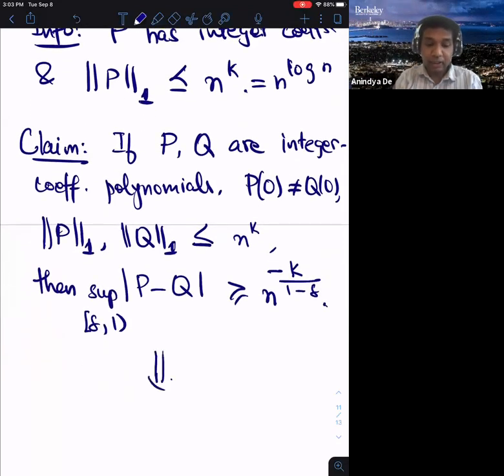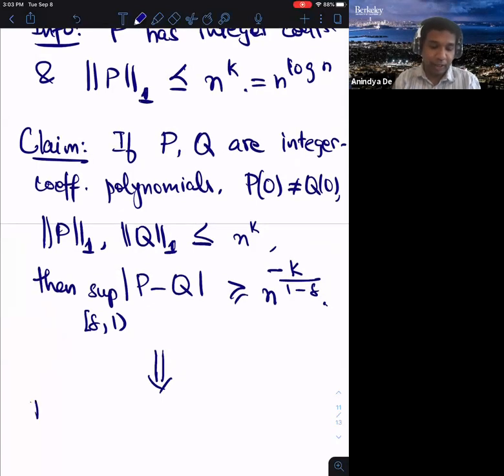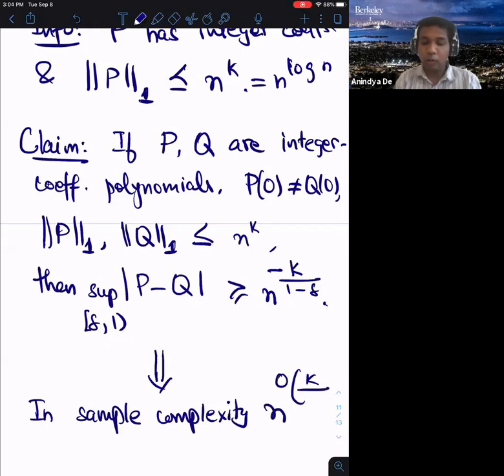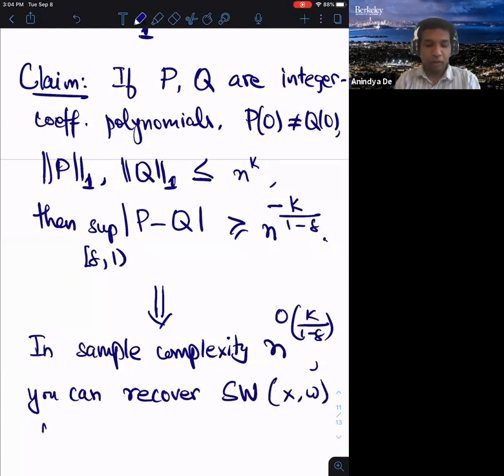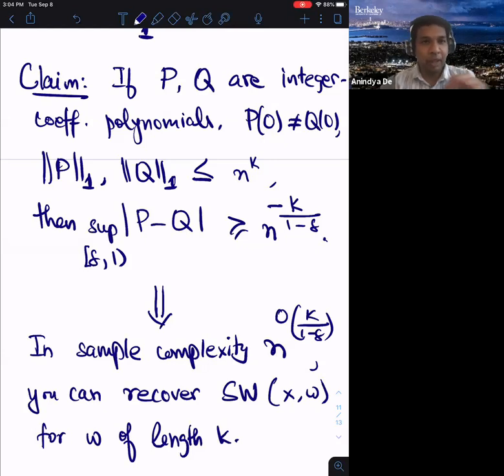And this claim, after a couple of lines of arithmetic, tells you that with sample complexity n to the order k over 1 minus delta, you can recover the subword count x_w for w of length k. For us, k is like log n, so this will give you an n to the log n time algorithm. You can do a few more tricks and get it down to polynomial in n. I am almost out of time.